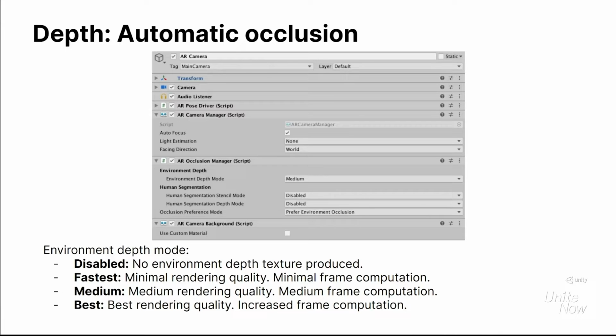To set up, you just add the AR Occlusion Manager to your AR camera game object and enable the environment depth mode. For environment depth, there are 4 possible settings: disabled, fastest, best, and medium. Disabled will disable the environment depth texture entirely. The other 3 settings offer a range of rendering qualities, but with the trade-off that each more advanced rendering choice comes with additional frame computation. You will need to tune your rendering quality to achieve the desired results for your app without incurring excessive computational overhead. Let's look at a demo of automatic occlusion in action.